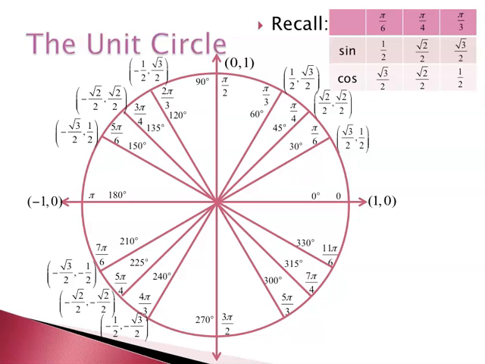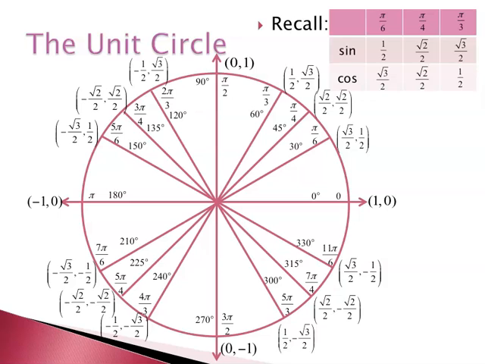Negative 1/2, negative root 3 over 2. And then down to the bottom here, we're at 0, negative 1. In quadrant 4, cosine is the only function that is positive. So that means our x value is positive, our y value is negative, which makes sense in quadrant 4. So 1/2, negative root 3 over 2, root 2 over 2, negative root 2 over 2, and root 3 over 2, negative 1/2.